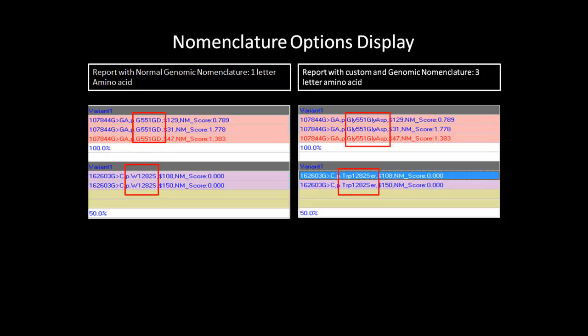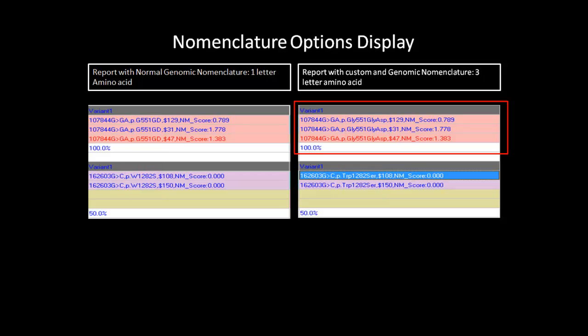The picture on the right shows the custom report change with the predefined genomic nomenclature. As you can see here in the highlighted box, the 3-letter custom change is specifying a tryptophan 128 to serine change, whereas the picture on the left is just a regular genomic nomenclature with 1-letter amino acid change specifying W128 as the change. From here, you can double-click on any variation, and Mutation Surveyor will automatically take you to the mutation position in the main analysis window.